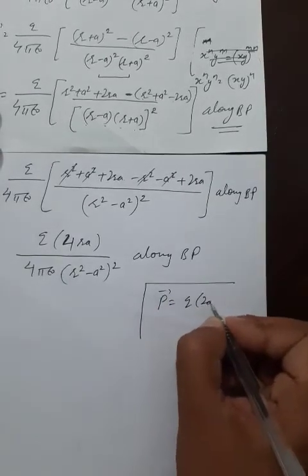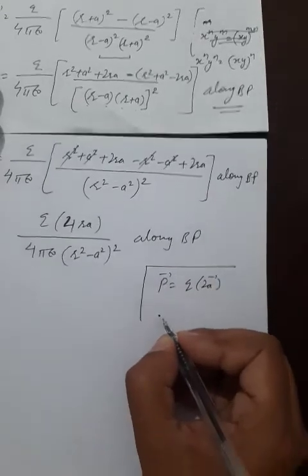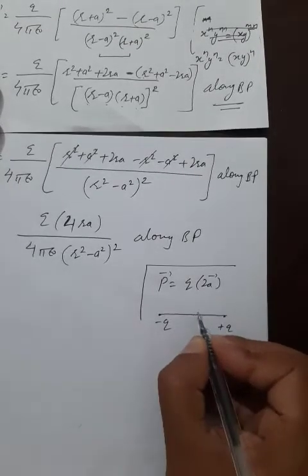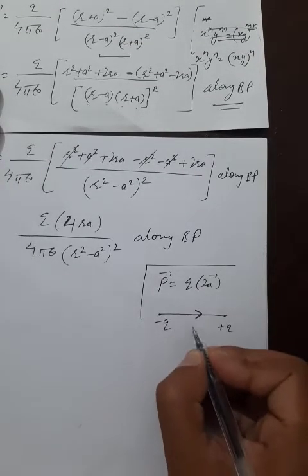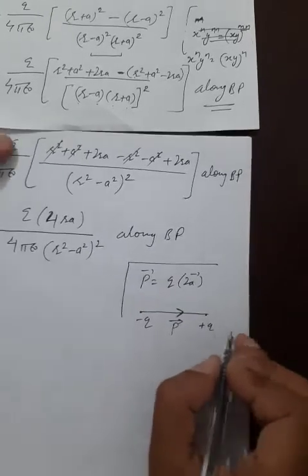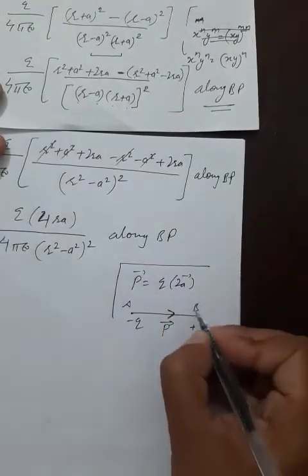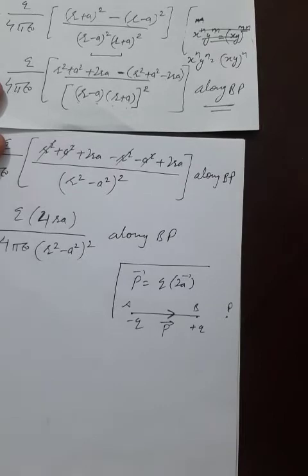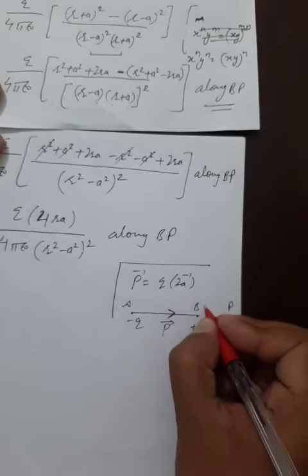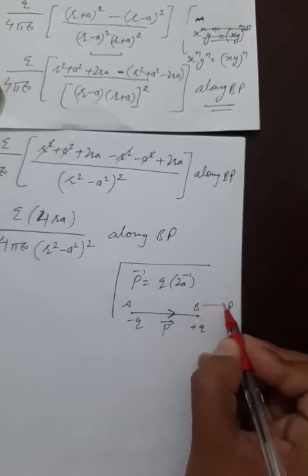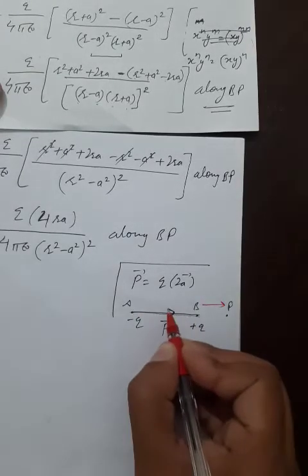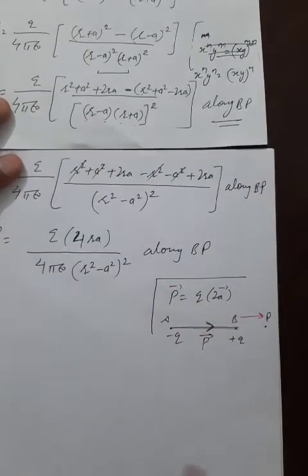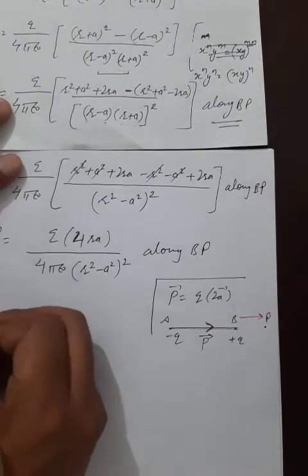Now, as in the first line, we define the dipole moment, that is P vector is equal to Q into 2A vector, and for this dipole with minus Q and plus Q, the dipole moment is from minus Q to plus Q and it is P vector. And moreover, our point lies here, and the electric field intensity is along BP. So the direction of electric field intensity is the same as the dipole moment. So E vector can be written in terms of dipole moment.